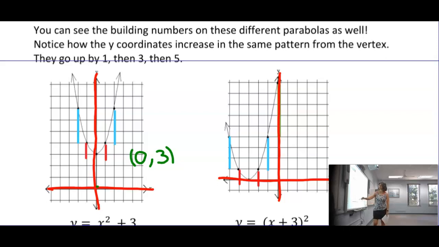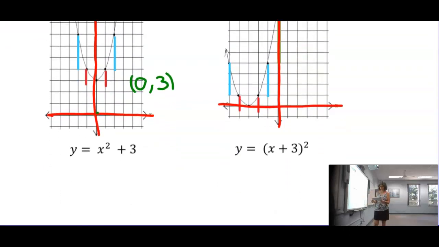For this equation, we have x plus 3 squared. That, if you look at the graph, we went over 3 and up 0. Okay? So you see the different positions that they're in based on the equation. So this is x squared plus 3. This is x plus 3, and that's squared. But the pattern continues. Over 1, up 1, over 1, up 3 on both sides. Okay? Then it would go over 1, up 5. So, understanding that pattern is important.